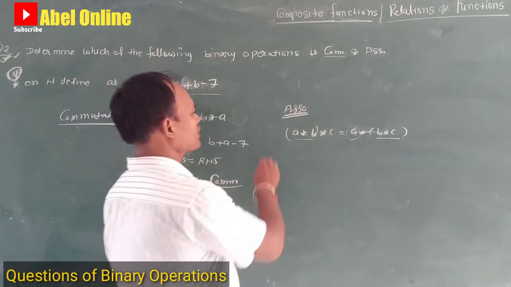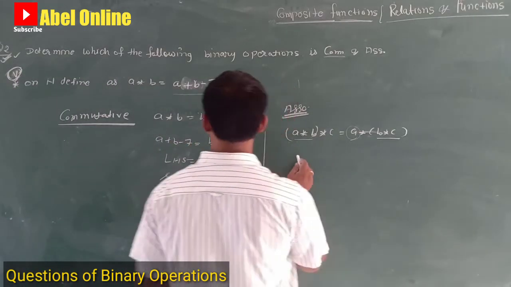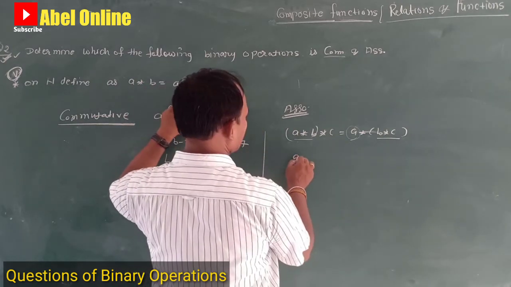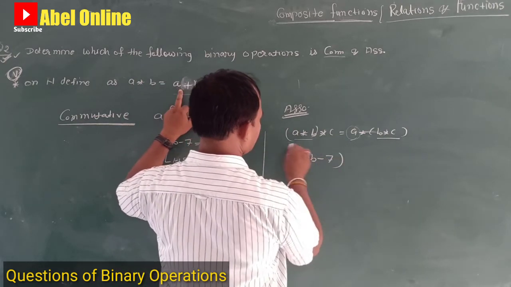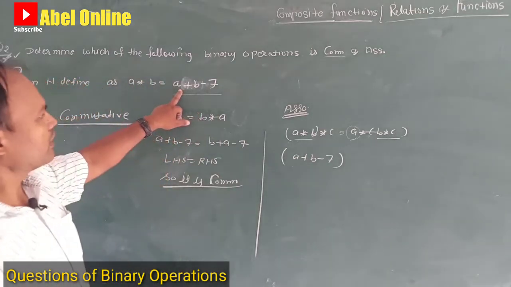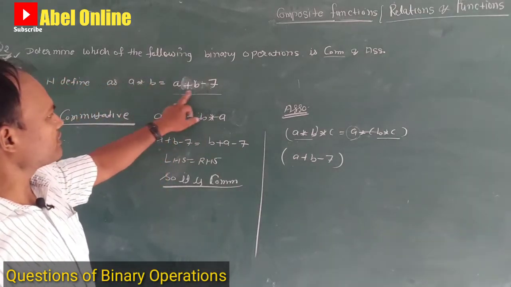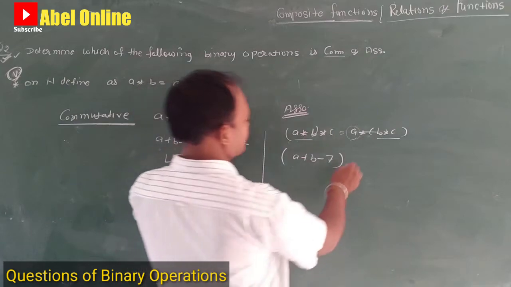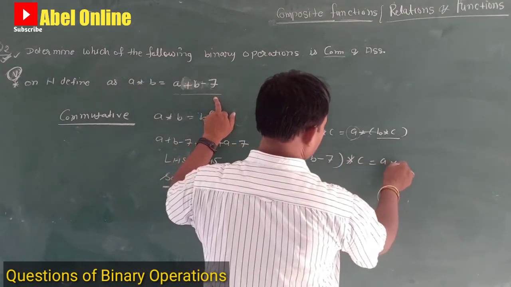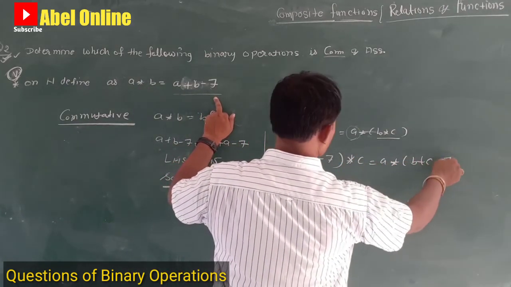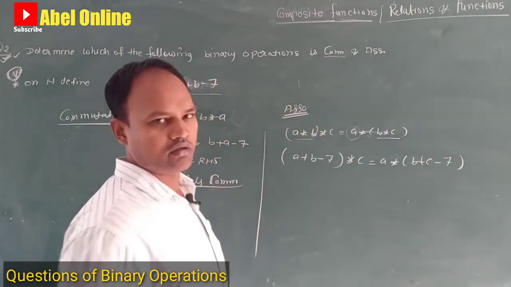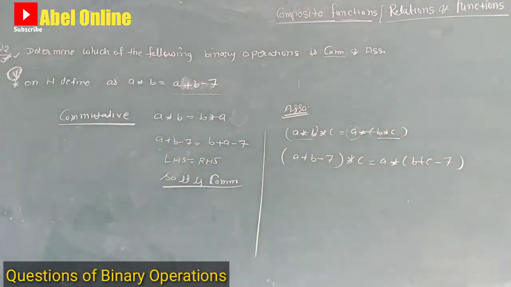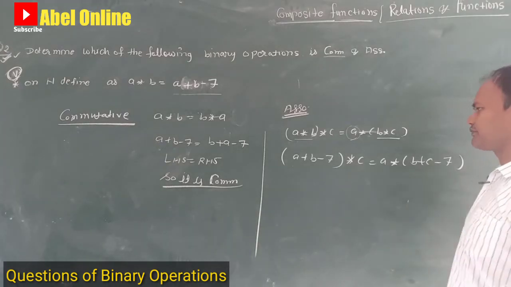Now come to associative. A star b means a plus b minus 7. (a star b) star c means (a plus b minus 7) star c, and it should equal a star (b star c), which is a star (b plus c minus 7). Look at here carefully.